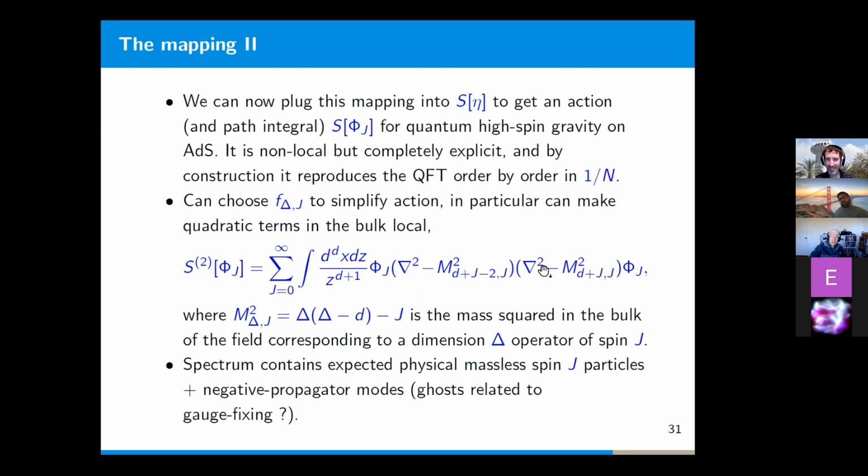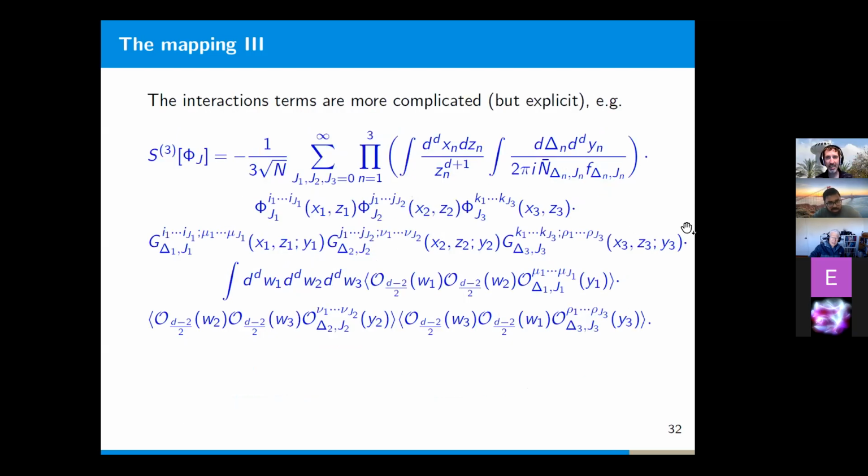But again, their presence is necessary for our mapping to work, since we just derived explicitly the equivalence between this AdS path integral and our original path integral. So these ghosts somehow have to be there for this mapping to work. But of course, the more important thing is that we do reproduce the expected spectrum of massless spin J particles in the bulk. Now the interaction terms are much more complicated than this.